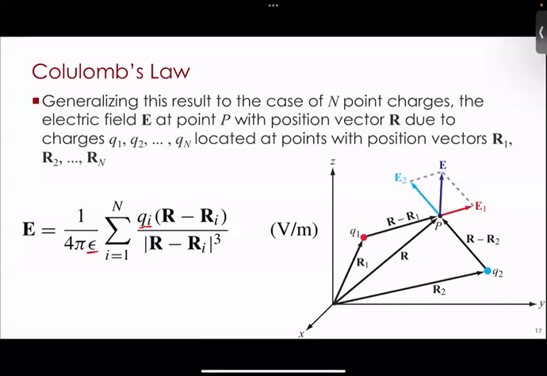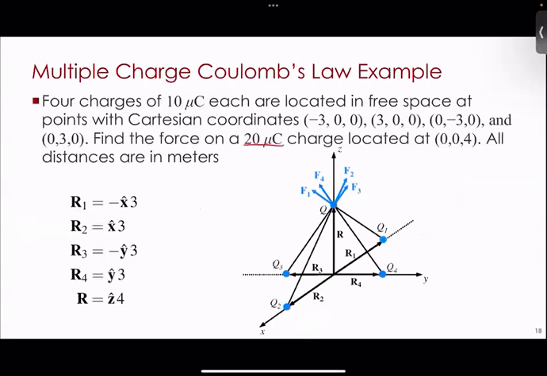We need to do R minus Ri for each of them. So we need to find out what is R and what is Ri, Ri meaning R1, R2, R3, R4. So R1 is minus X hat 3. Let's see why. The way you need to think about that is if you drew a vector from the origin to that charge, what would that vector be? If you drew a vector from the origin to Q1, that is going to be R1.